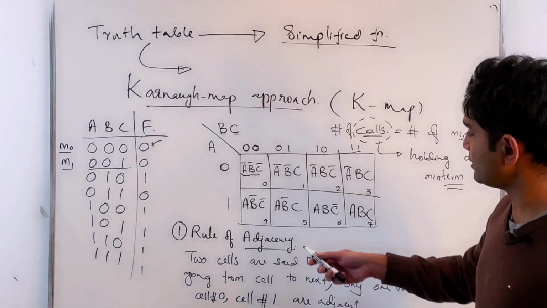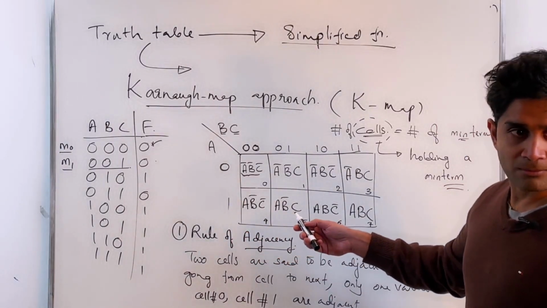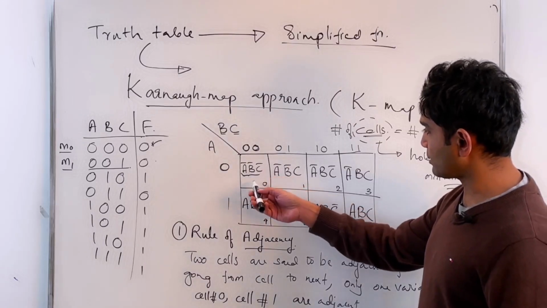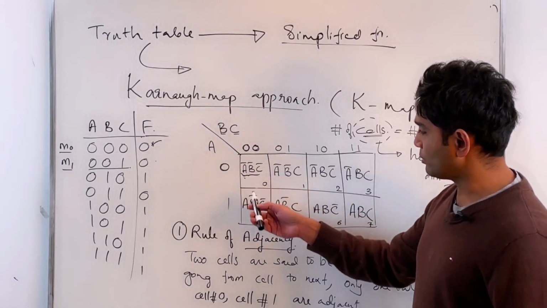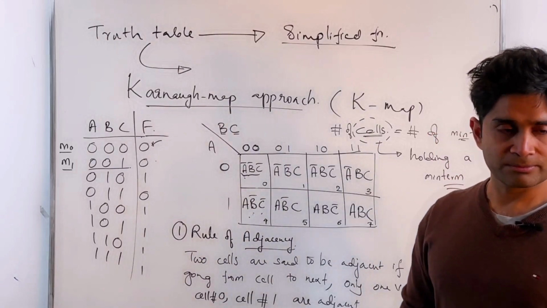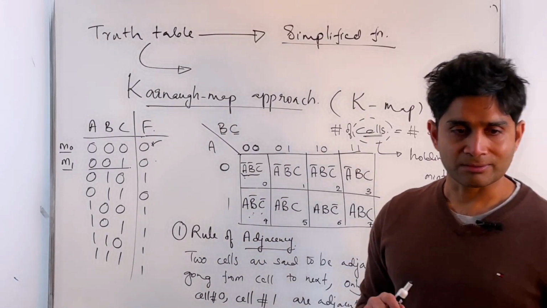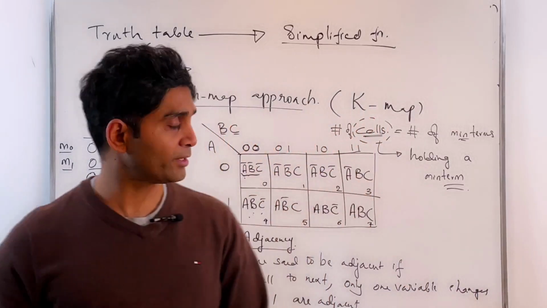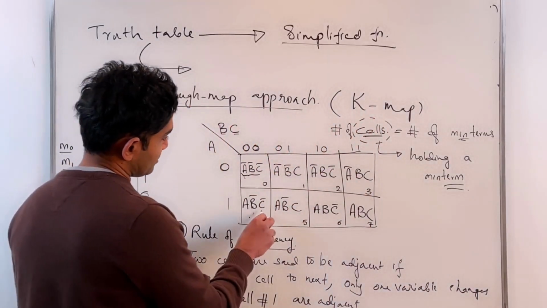They are adjacent, right? Because B prime, C prime are the common factors. They don't change. Going from here to here, A changes. Only one variable changes. They're adjacent. Very good. What about these two cells?